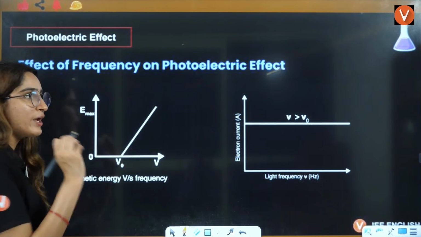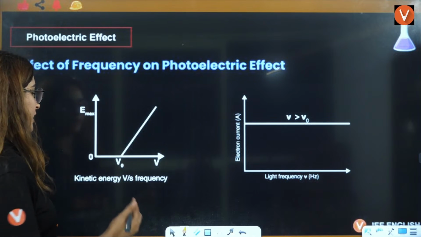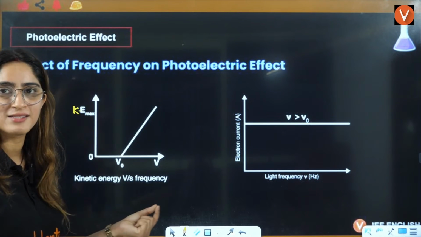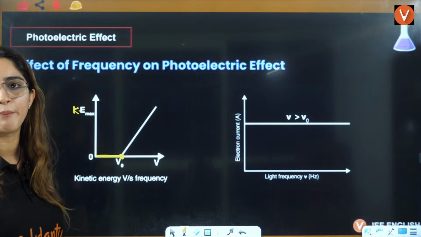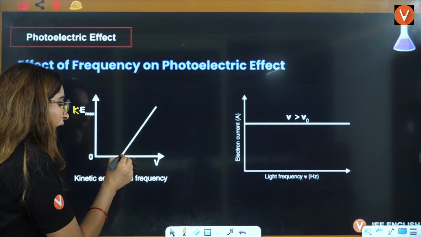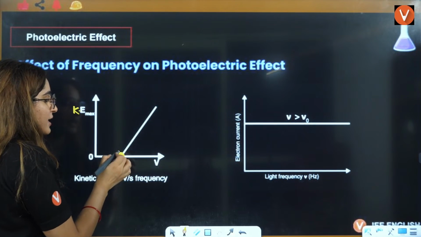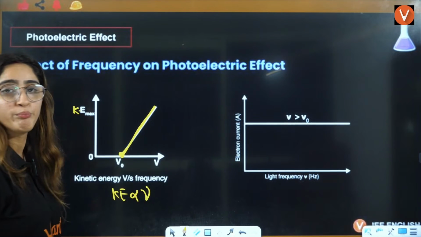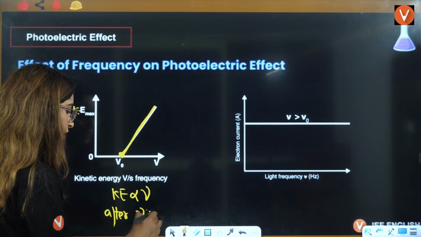So as we know, this is the frequency and this is the kinetic energy of the electron. If this is mu naught, when the frequency is lower than mu naught, nothing is going to happen. When mu is less than mu naught, nothing will happen, because there is no electron ejection, no kinetic energy. As soon as it equals mu naught, the electron will be ejected. But after that, if mu is increasing, kinetic energy is also going to increase. This says that kinetic energy is directly proportional to mu after mu is greater than mu naught.